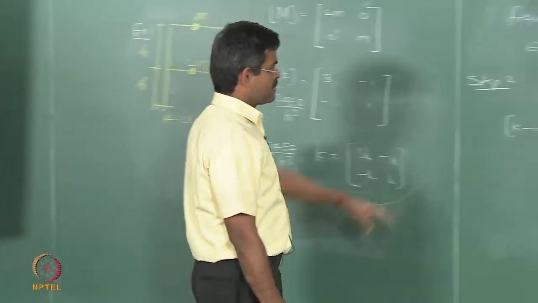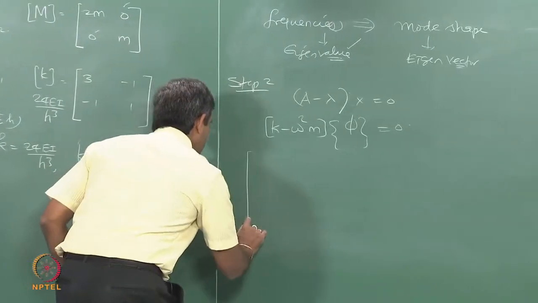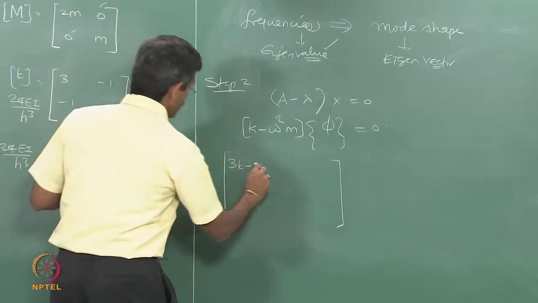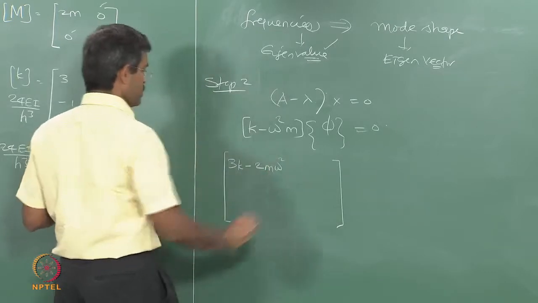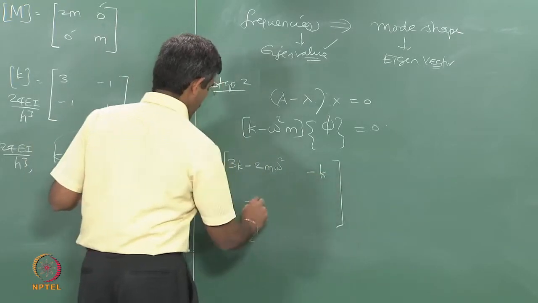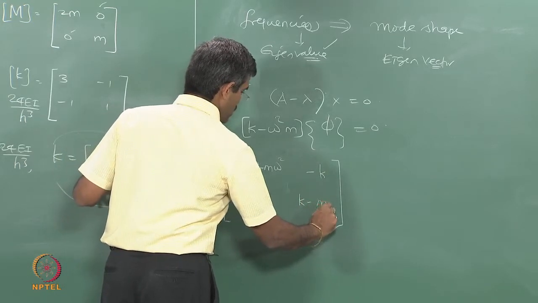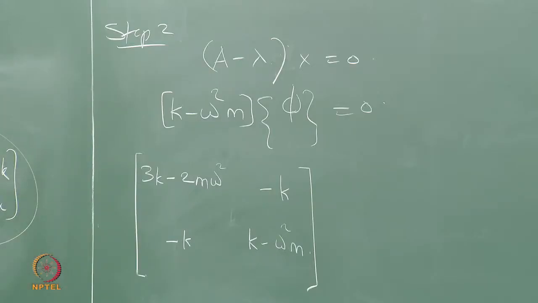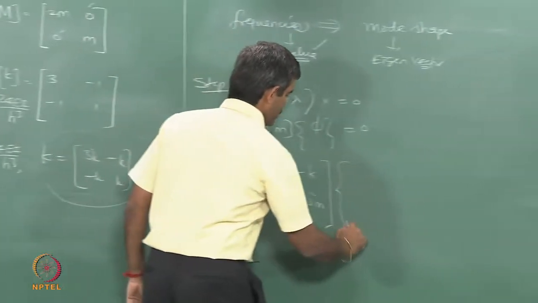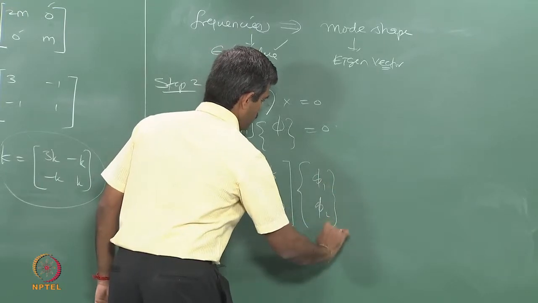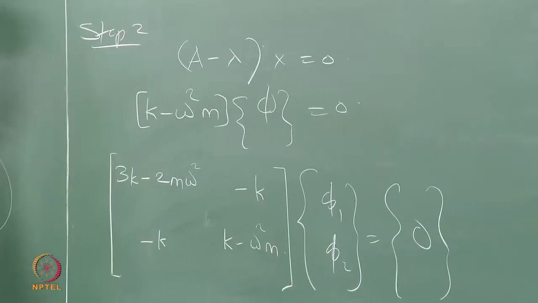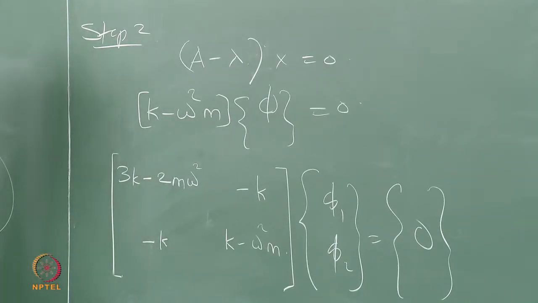So, we already have this matrix with us. I have erased, but still you can help me in writing this matrix, which is going to be 3k minus 2m omega square, minus k, minus k, k minus omega square m, multiplied by two vectors phi 1, phi 2, set it to 0. Okay, that is a generic equation.